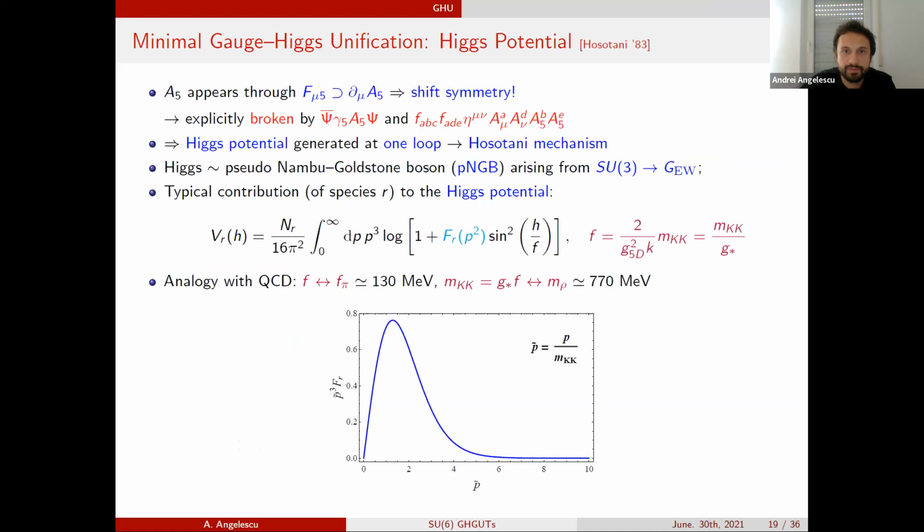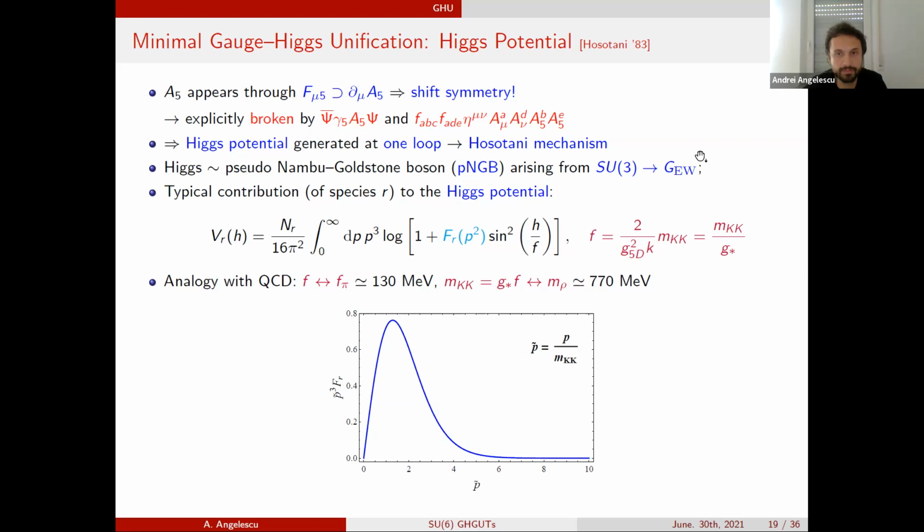And finally, before I move to Gauge-Higgs Grand Unified Theories, a few words about the Higgs potential. As I mentioned earlier, the Higgs potential is generated at one loop through the Hosotani mechanism. One way to see why this potential is forbidden at tree level is that A5 only appears through the five-dimensional F_MN, and it always appears with a derivative. So it has a shift symmetry, but this shift symmetry is broken by Yukawas and its coupling to gauge bosons. That's how you generate a mass for the Higgs at one loop. In some sense, you can see this as a pseudo-Nambu-Goldstone boson arising from the breaking of SU(3) to the electroweak gauge group.